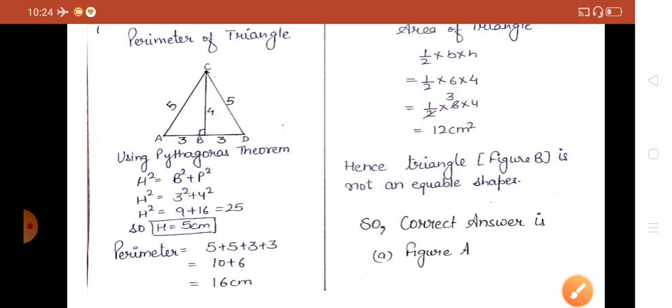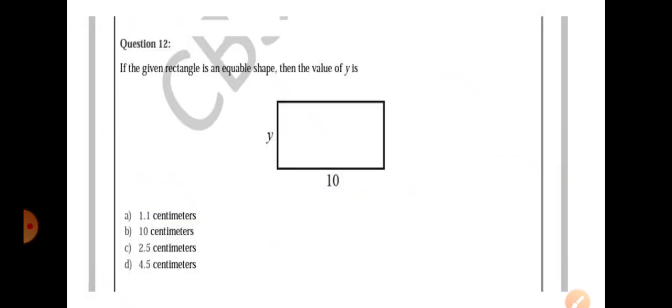So the correct answer is option A. Figure A is the only equable shape. So for question number 11, the correct answer is figure A. Now the 12th question is, if the given rectangle is an equable shape, then the value of y is. That means you have to find the value of y for the given figure.